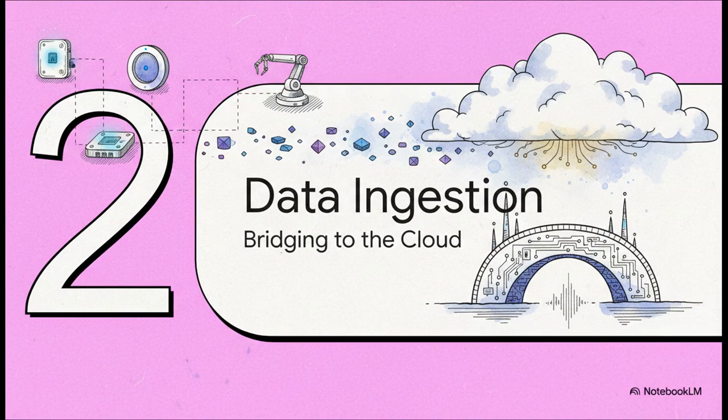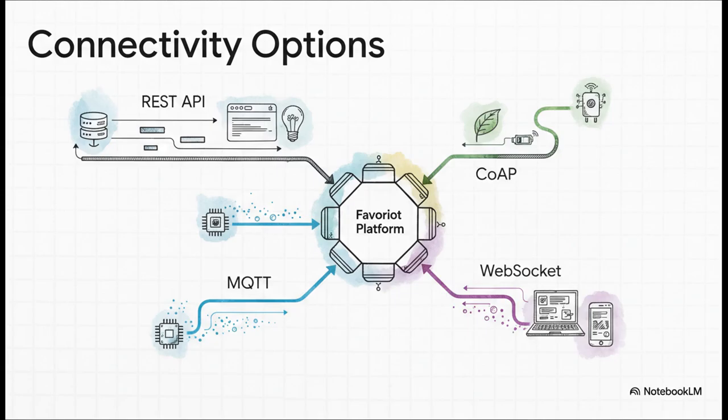All right, so you've got data sitting on a device. Now what? Well, you have to get it to the cloud. That's where all the magic happens. This really critical step is called data ingestion, and it is all about communication. The Favoriot platform, you'll see, is built for flexibility. It doesn't try to force developers into just one box.